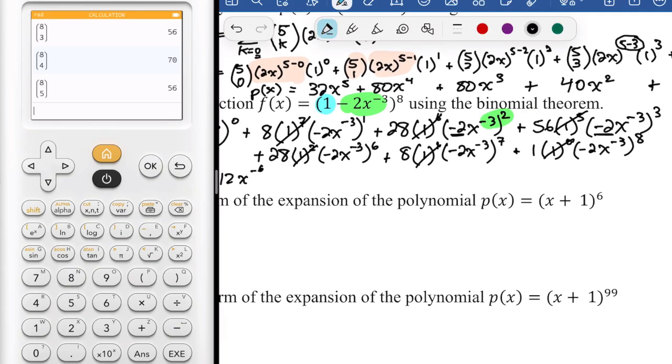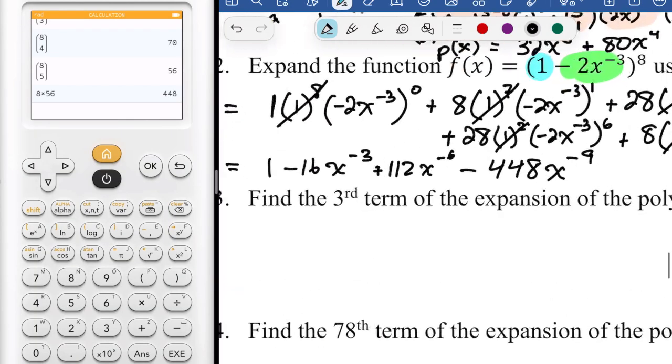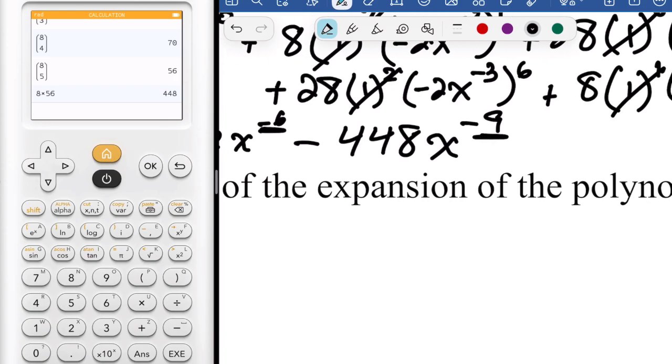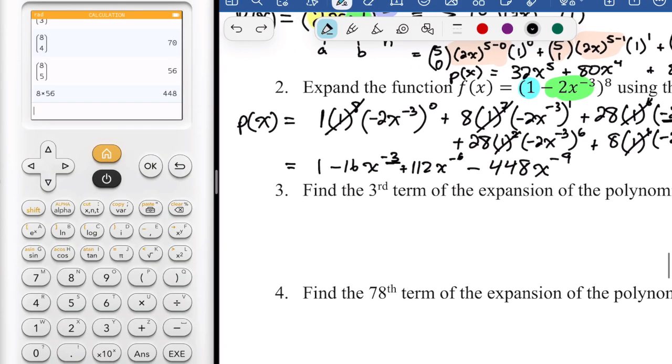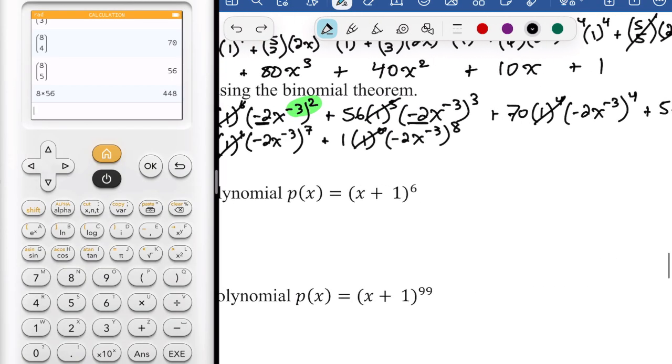Then negative 2 to the third is going to be negative 8. So 8 times 56, so negative 448 x to the negative ninth. So you notice that we're looking at multiples of 3. We're subtracting 3 from our exponent every step of the way. So you could make use of that shortcut a little bit. This one we just took care of.